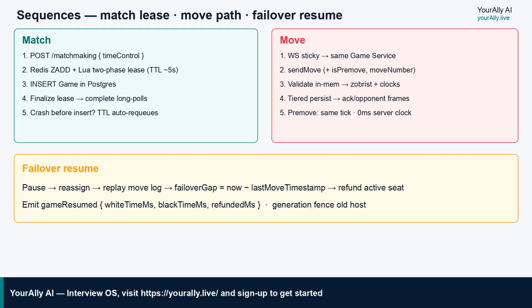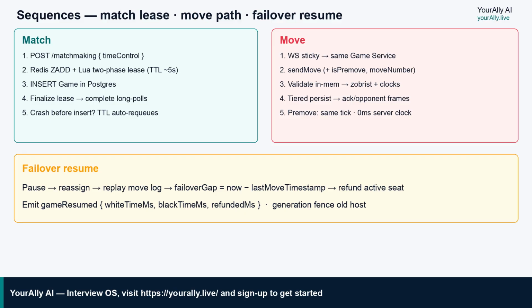Move: clients connect sticky, white sends move with move number and pre-move client timestamp. The server checks turn and legality in memory. On success, new position, stop white clock, start black, set last move timestamp. Persist per tier, push move ack back to white and opponent move to black with times, hash, lag credit ms. Reject illegal moves with a reason and change nothing.